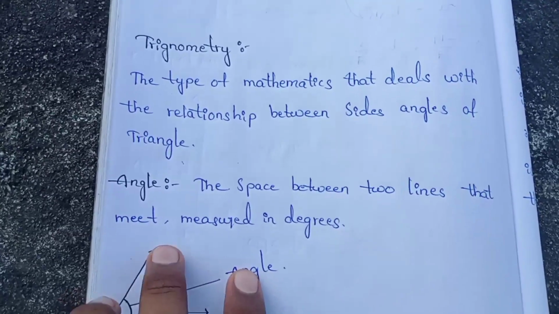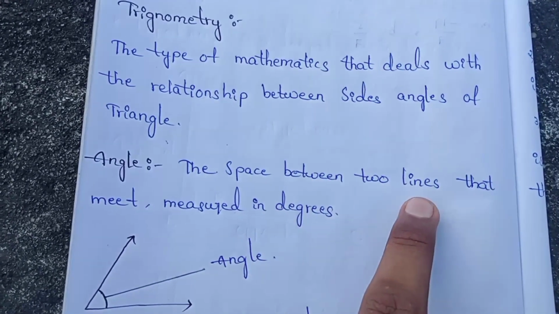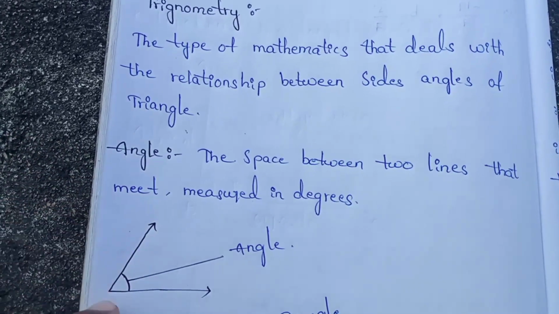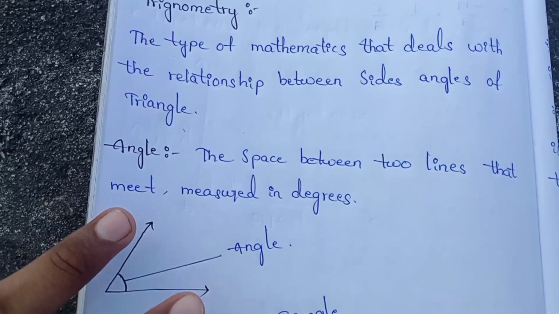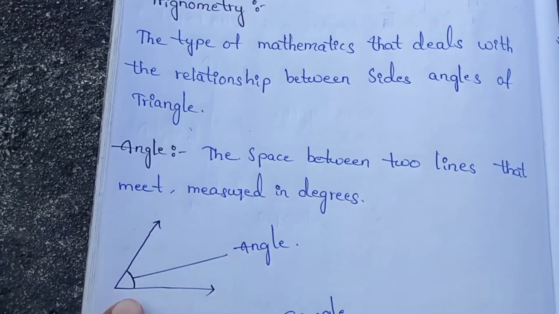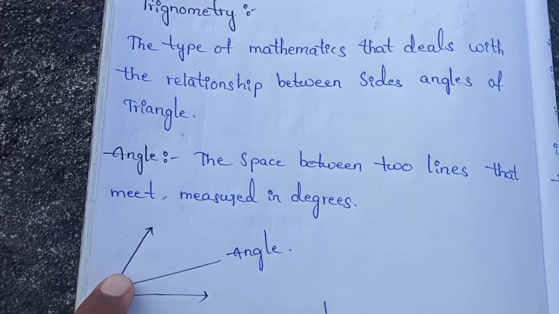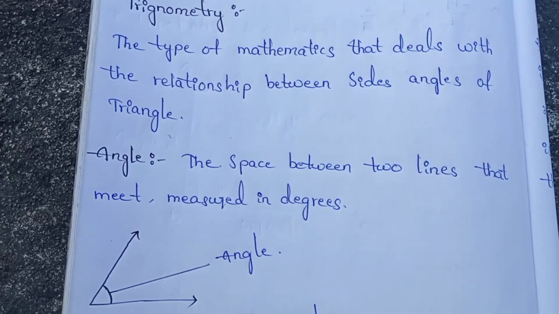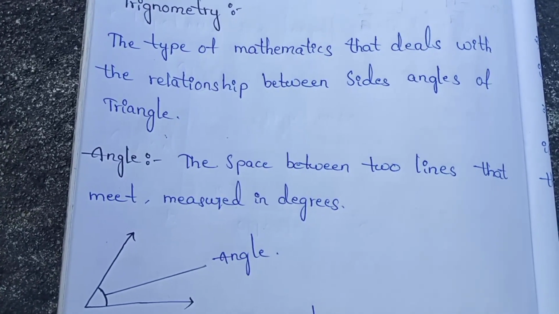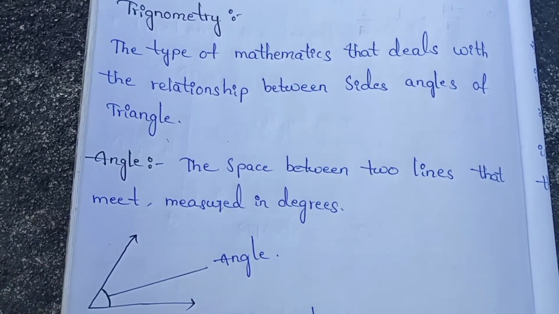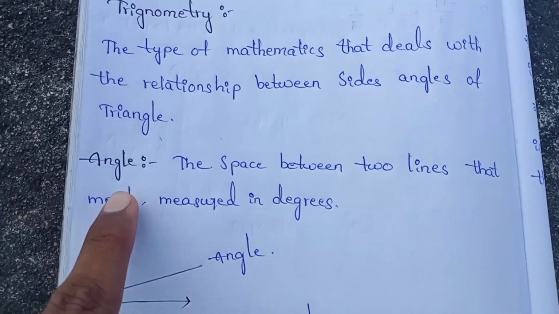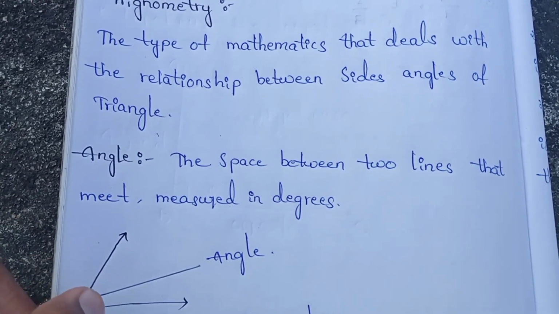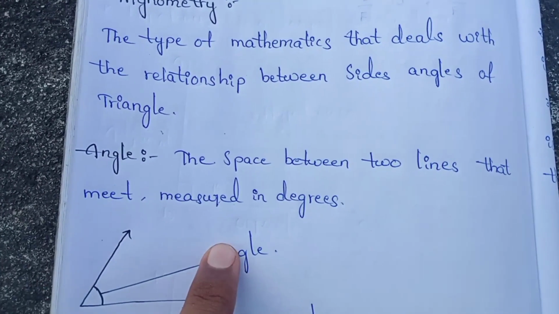What is an angle here? It is the space between two lines that meet, measured in degrees. These are two lines. When they meet, an angle is formed. You already know that an angle is measured in degrees, like 0 degrees, 2 degrees, 10 degrees, 30 degrees, 90 degrees. An angle is formed by two intersecting lines. This is an angle here.